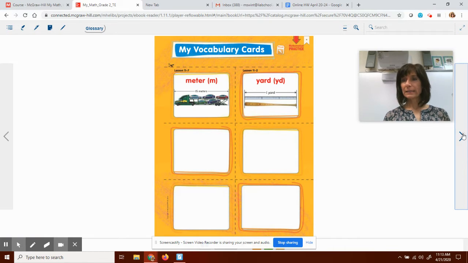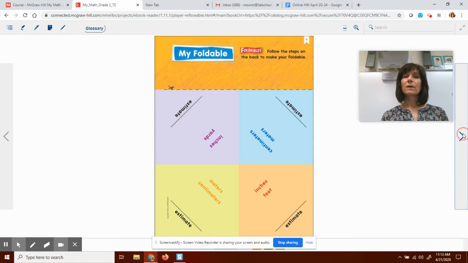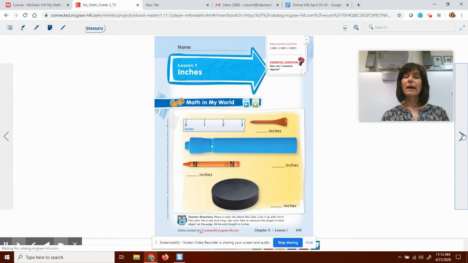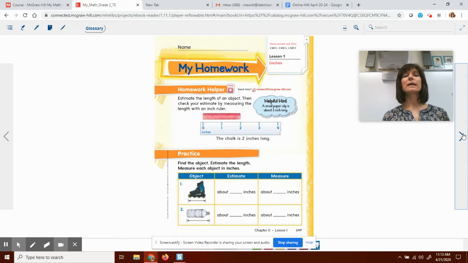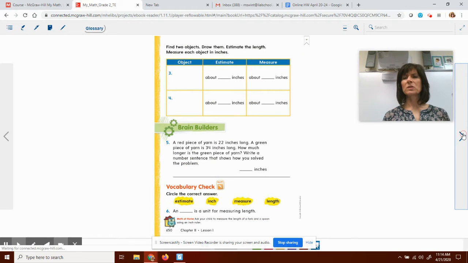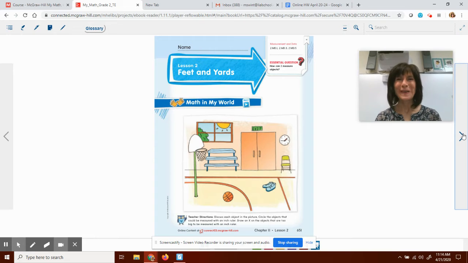All right, let's go. Again, we're going to bypass lesson one, it's not even in your book. We're just going to take that away, and we're going right to lesson 2. You guys are so smart. We're going to start on page 651. On 651, it talks about feet and yards in this particular lesson. We're showing a picture here of a gym.